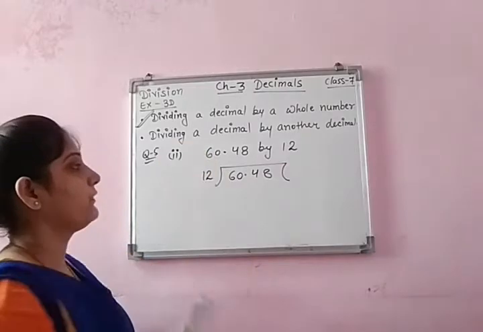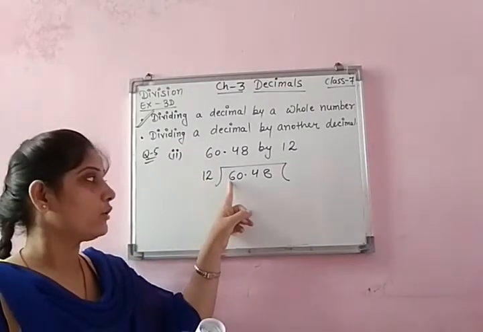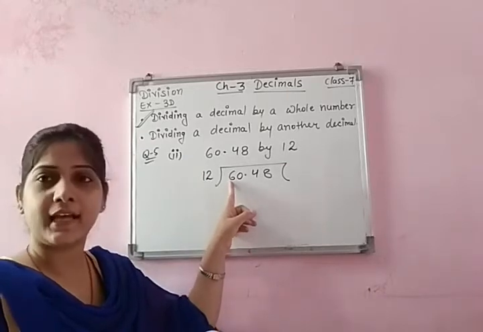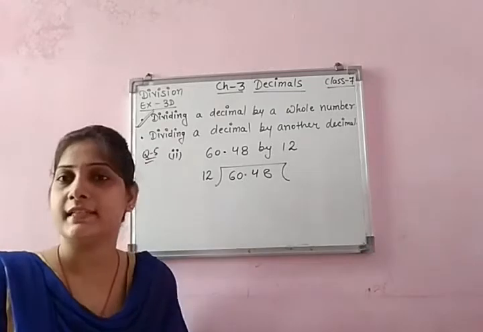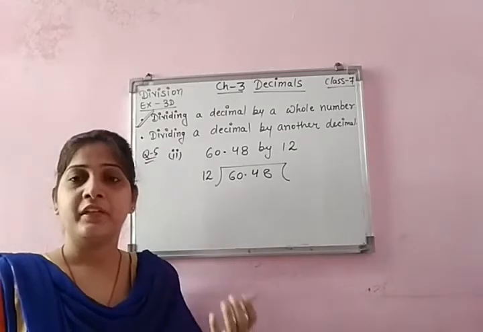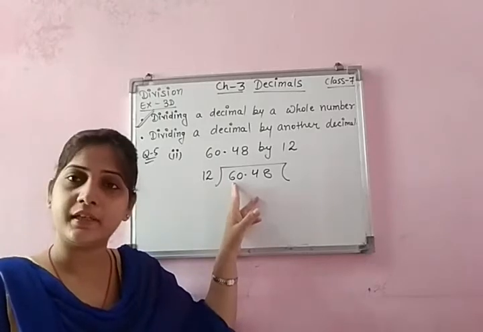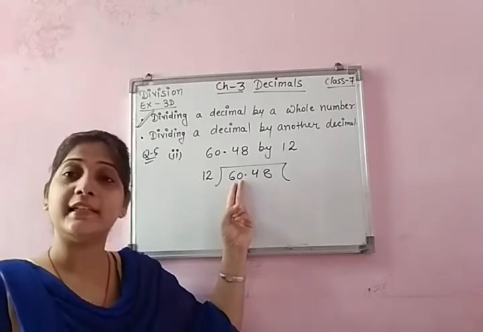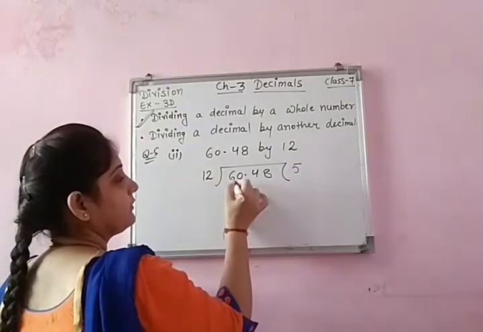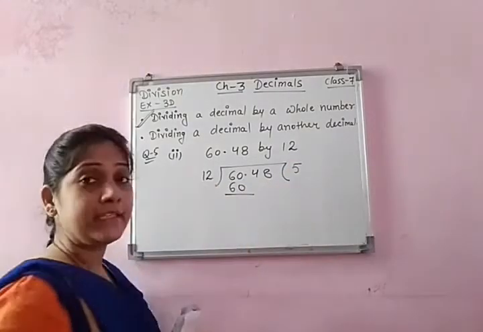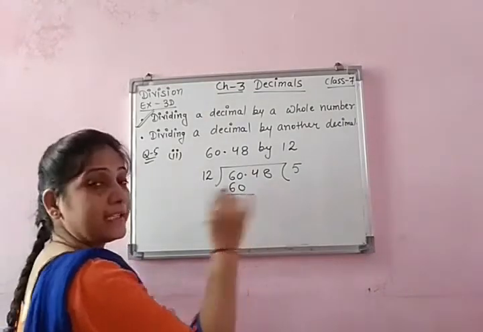So we need to read the table of 12. We have to take not 6 but 60. In the starting you can take 1 digit, 2 digits, 3 digits, it's up to you. If I take 1 digit, suppose 6, 6 doesn't come in the table of 12. So I need to take these 2 digits, 60. 12 5s gives me 60. Now 60 minus 60, I'll get 0.